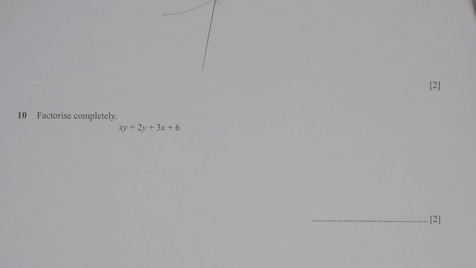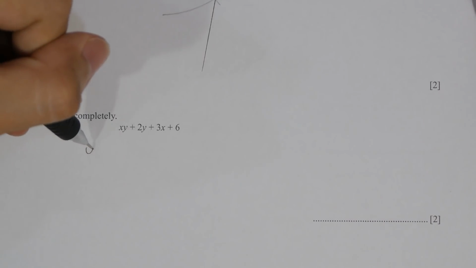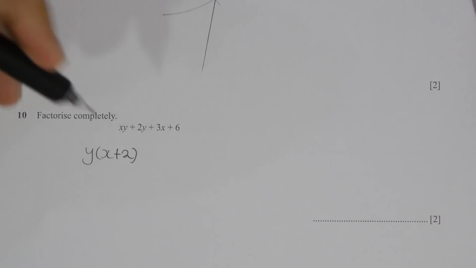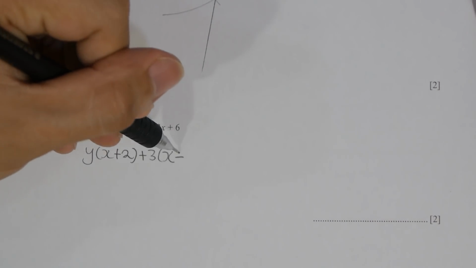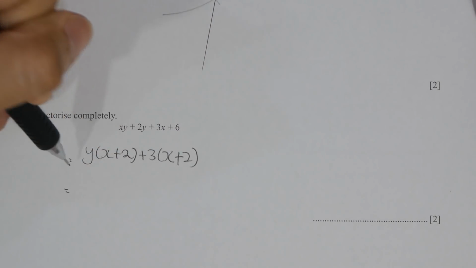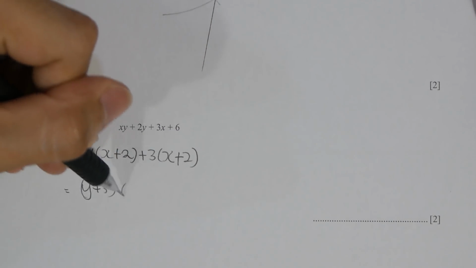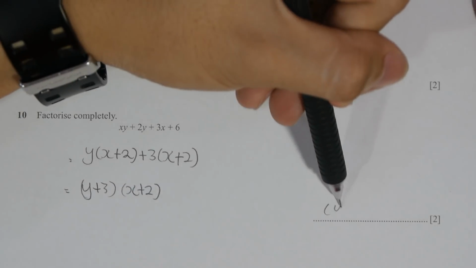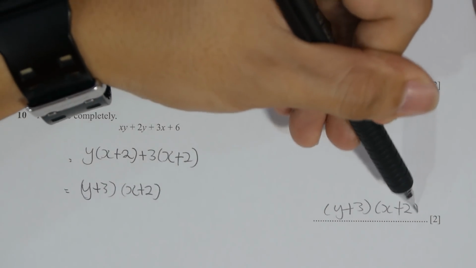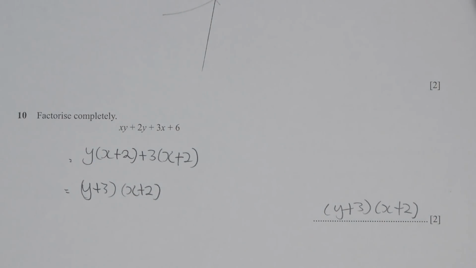Whereas for question 10, for the first part, I extracted y from xy plus 2y, and I extracted 3 from 3x plus 6. So now you can see they have a common factor of x plus 2, so I rearrange them into y plus 3 bracket x plus 2.